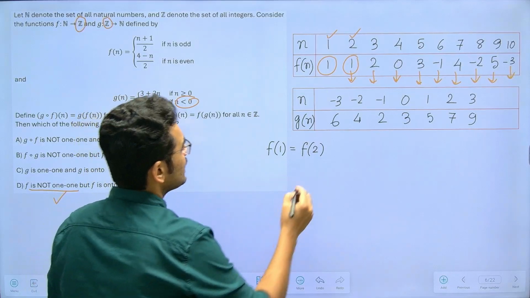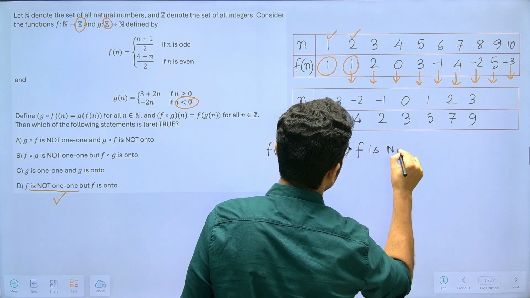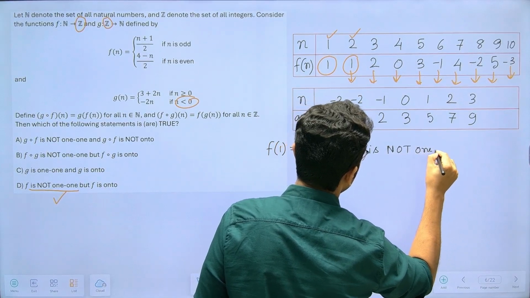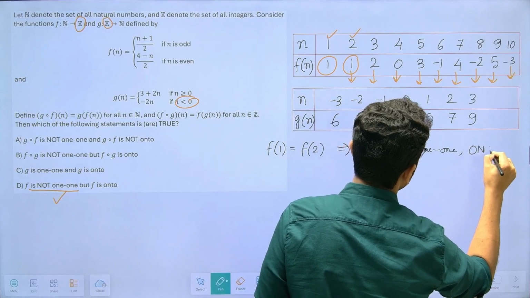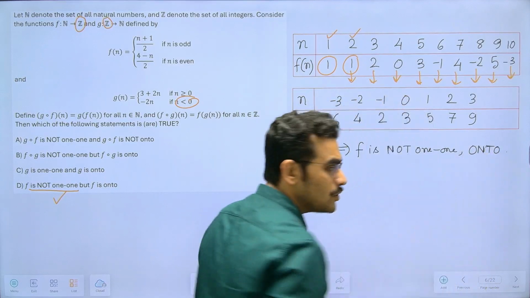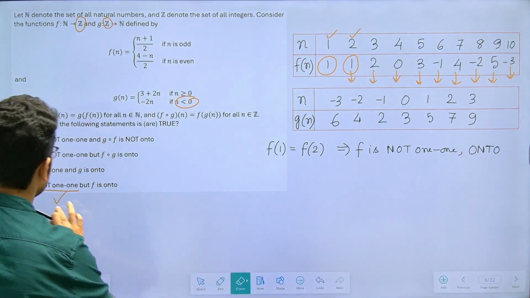So we can say from here that f is not 1-1, but f is onto. f is definitely an onto function. So we can go with option D. Option D is correct.